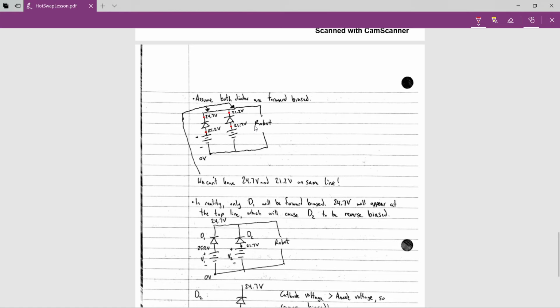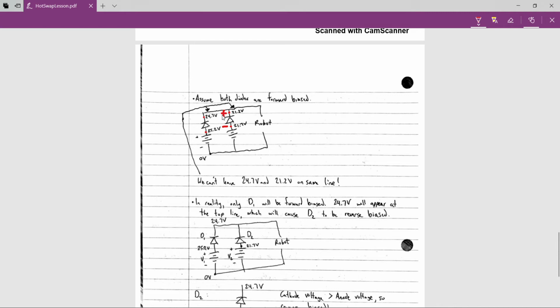So what's actually going to happen, since this battery right here, if it's forward biased, it provides 24.7 volts. So let's consider 21.7 volts being present along this whole wire. At this point, 24.7. On this end, we only have 21.7. So this diode actually would have a higher voltage here than it would down here, which would make this guy reverse biased. Basically that's the idea here.